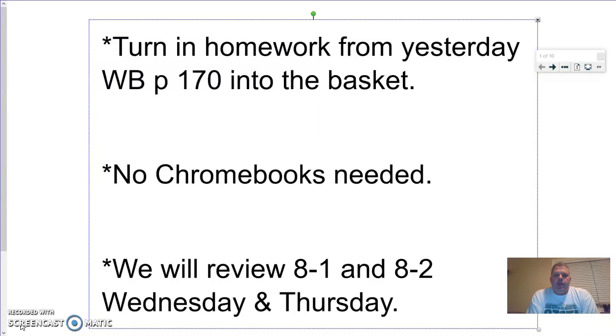This time I am at a training for math, so we will do some things similar to yesterday. First, I would like for you to turn in your homework from yesterday, which was workbook page 170. Please put that into the basket.